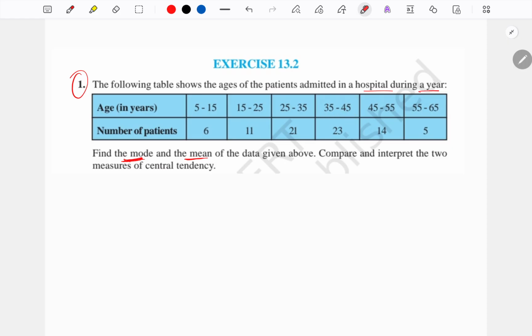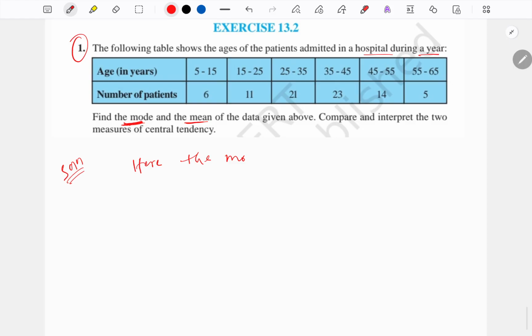In every question, first you identify the modal class. How will you identify the modal class? Check the frequencies and see which is the largest one. The class containing the value that is largest among all the frequencies is called the modal class. So this 35 to 45 contains the highest frequency, so 35 to 45 will be the modal class. You just write here: solution. Here the modal class is 35 to 45. So the question is solved.